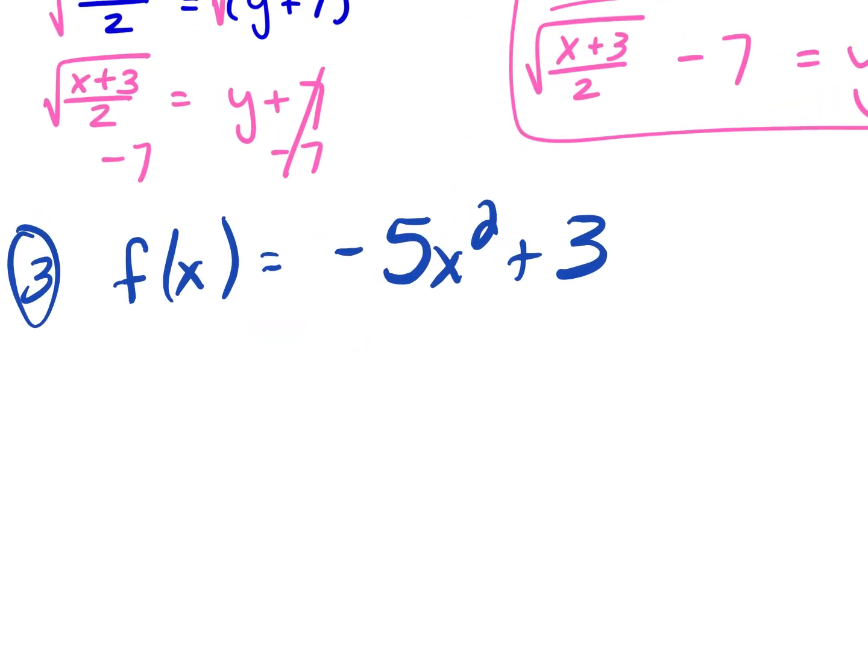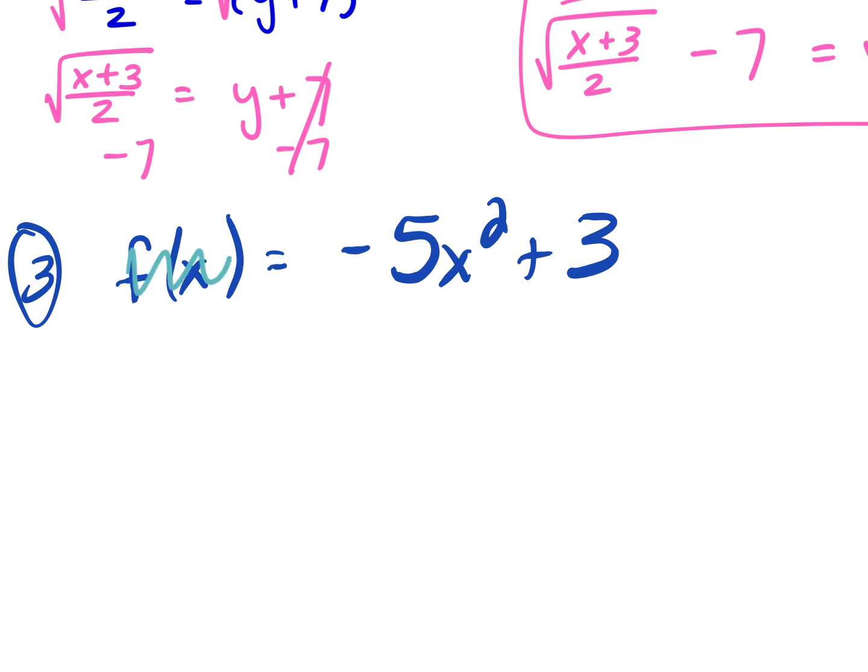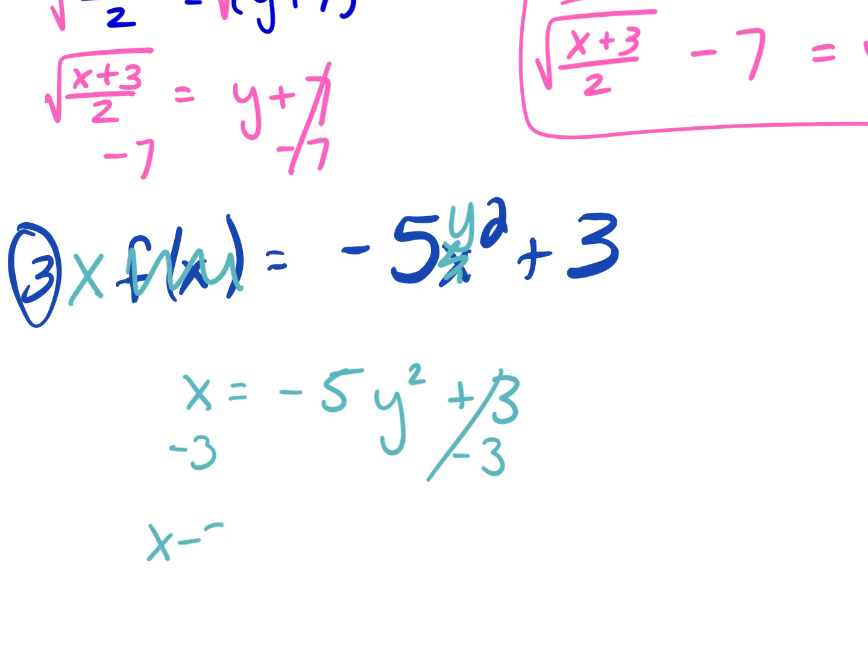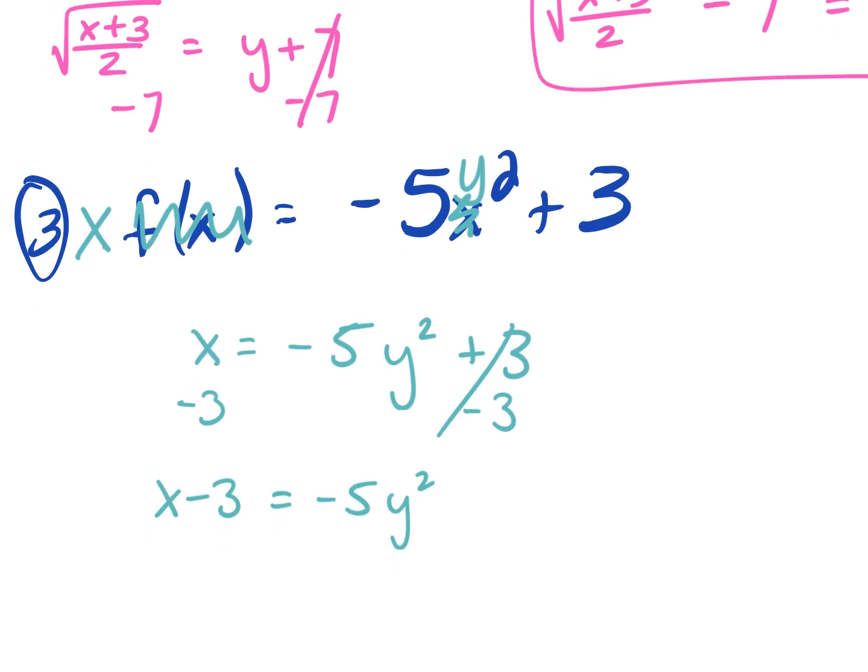Let's do number 3. So I'm going to switch the x and y. So f of x is going to turn into x, and x is going to become y. So we have x equals -5 times y squared plus 3. Now how would I get y all by itself? Subtract 3 first. Perfect. So x minus 3 equals -5 times y squared.